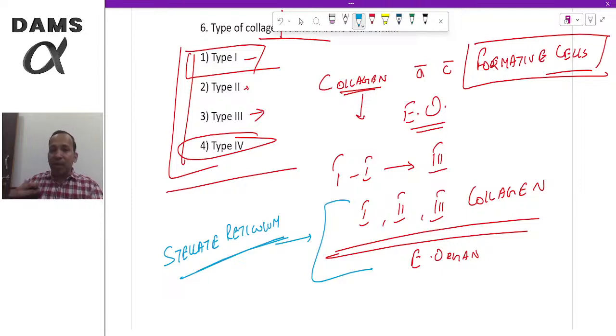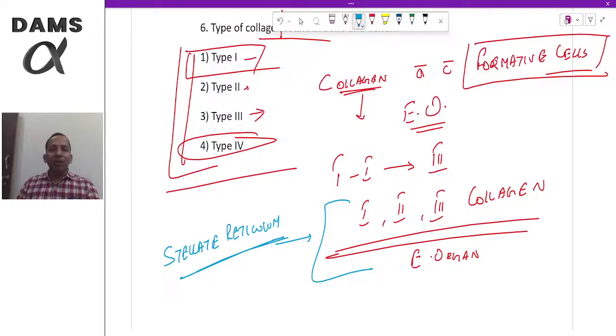So if someone asks you, is there any cell in the enamel organ that shows a mesenchymal activity, then you can say yes, there is a cell. And which cell is that? It is the stellate reticulum. So stellate reticulum cell, though of ectodermal origin, it has mesenchymal activity. And what is the activity? It produces type 1, 2 and type 3 collagen fibers. But these fibers are found only in enamel organ, not in the enamel.